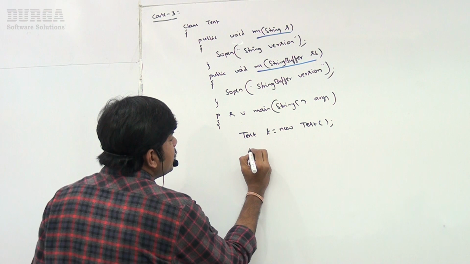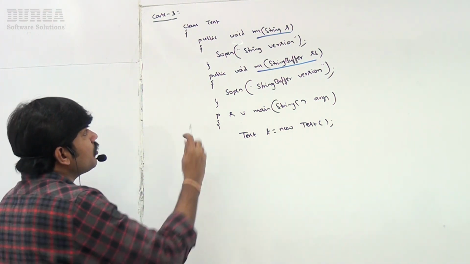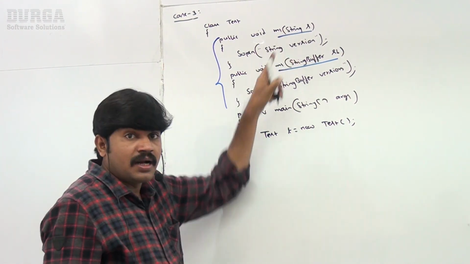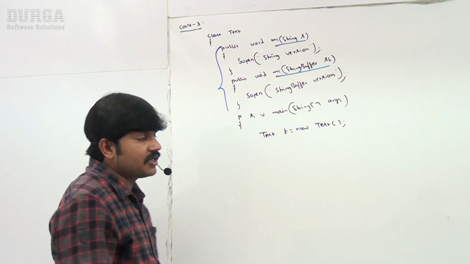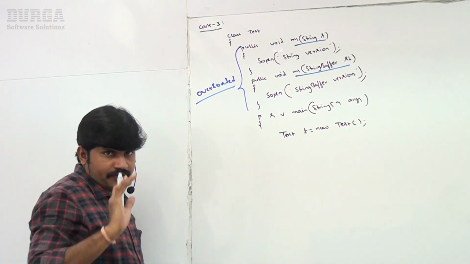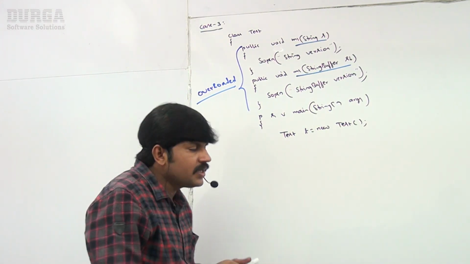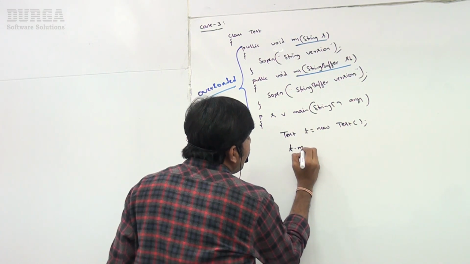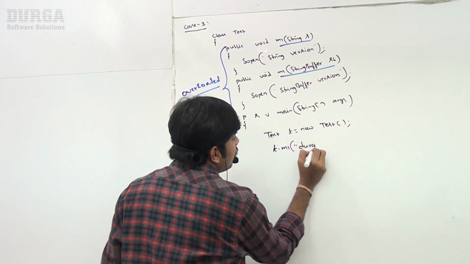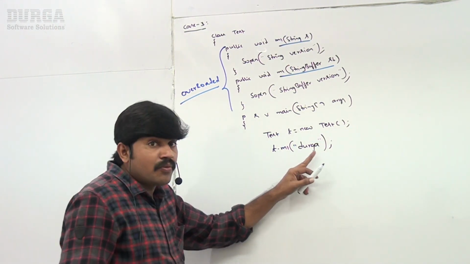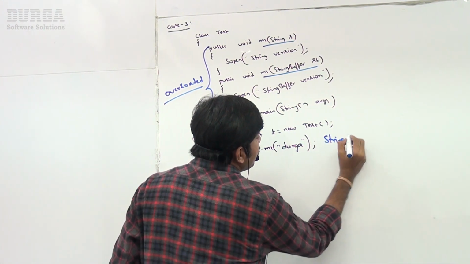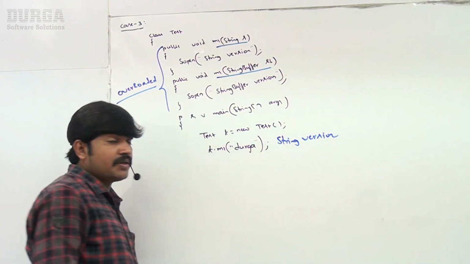Here, can I say these two methods are overloaded methods or not? Yes, obviously, because both methods have the same name and different argument types. That's why they are overloaded. Don't keep any doubt at all. Now, Test t = new Test(); t.m1("Durga"). Durga by default is of String type, so the String version will get the chance.